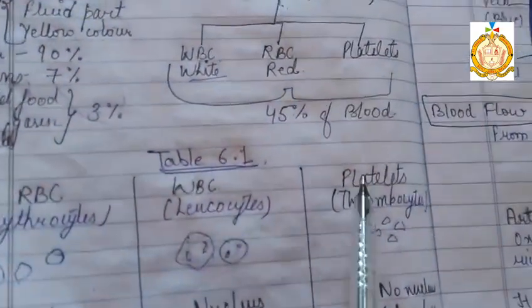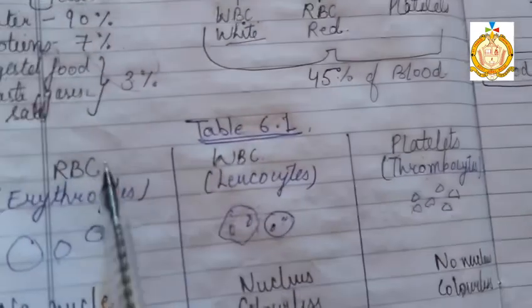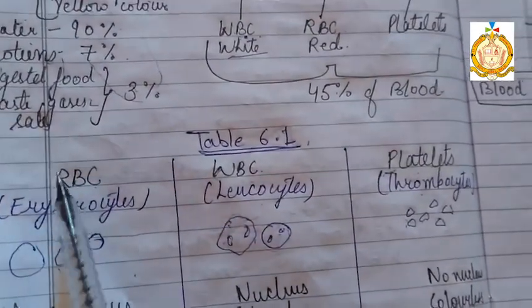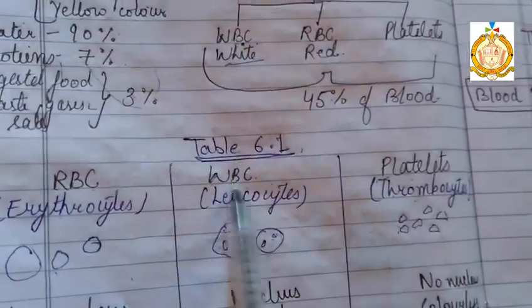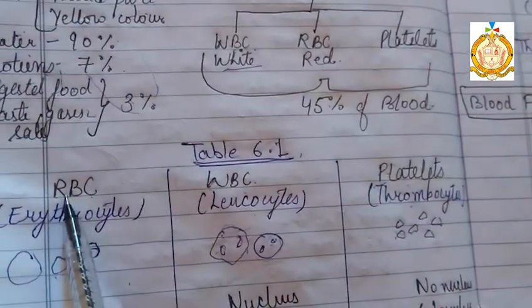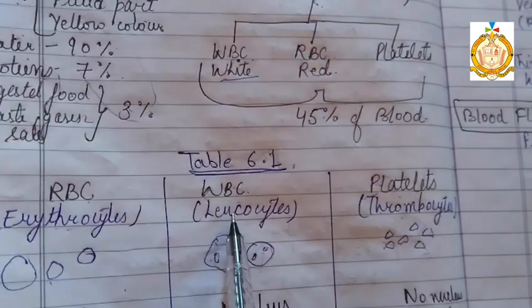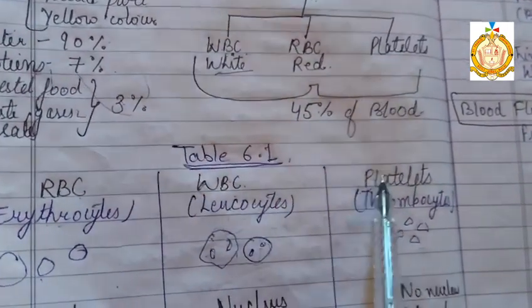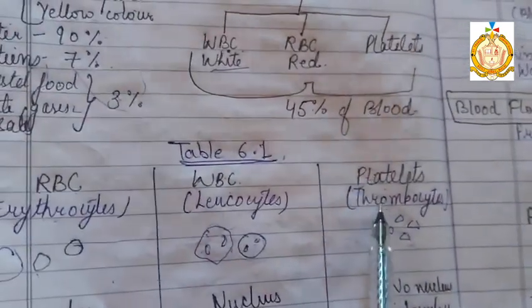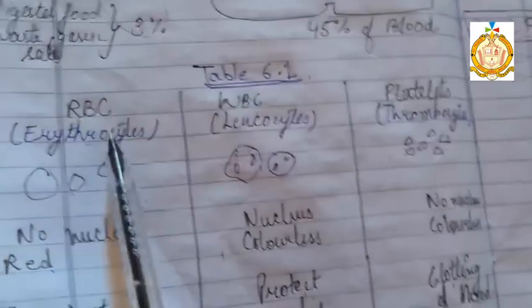Now we explain the differences between these three. First of all, RBC means red blood cells, then white blood cells, and platelets. Red blood cells, another name is erythrocytes. White blood cells are also called leukocytes, and platelets are also called thrombocytes. Then the structure.